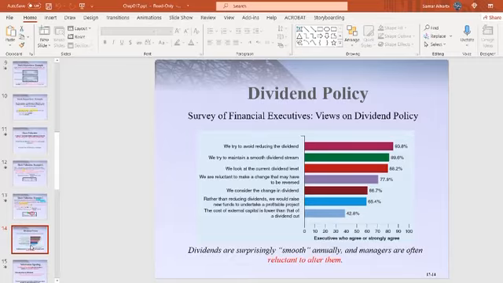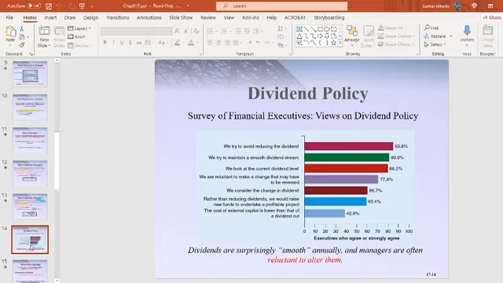Let's move on. Now we will talk about dividends. Different firms have different policies. So these are the questions here. They do a survey. They ask all the managers how they use the dividends, and the answers are here. In general, dividends are surprisingly smooth annually, and managers are often reluctant to alter them. So the result of this survey was that most likely dividends are always smoothed. They try to keep them consistent every year, and all those managers feel reluctant to cut or reduce the dividends.